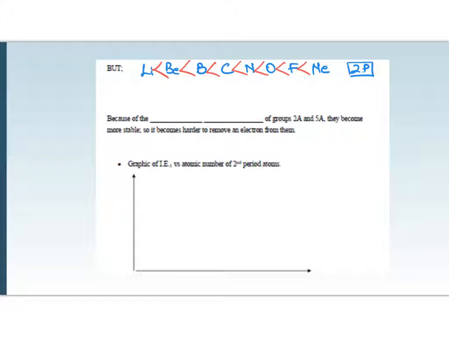But in fact, this is not the true order. There's an exception here. Beryllium and boron here, and nitrogen and oxygen here should change places, and the real order should be: lithium is smaller than boron, then comes beryllium, then comes carbon, then comes oxygen, then comes nitrogen, then comes fluorine, and finally we have the highest ionization energy for neon.